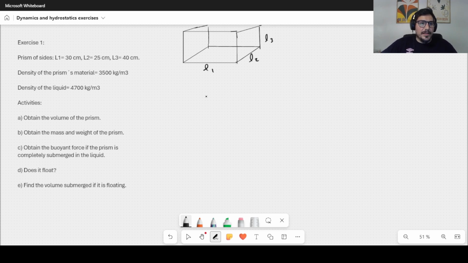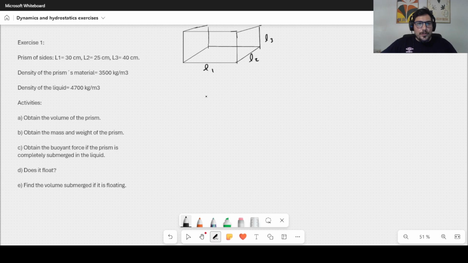And what is the idea of the exercise? To obtain the volume of the prism, and obtain the mass and weight of the prism. Once you have them, obtain the buoyant force if the prism is completely submerged in the liquid, and then discuss if it floats or not, and if it is floating, find the volume submerged.